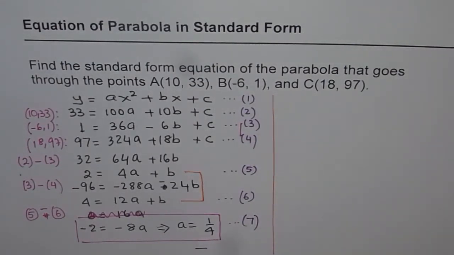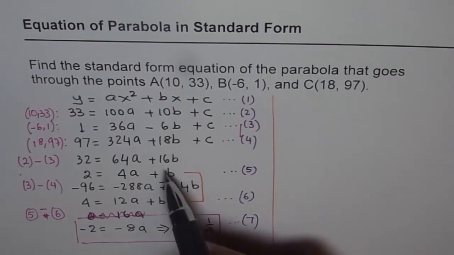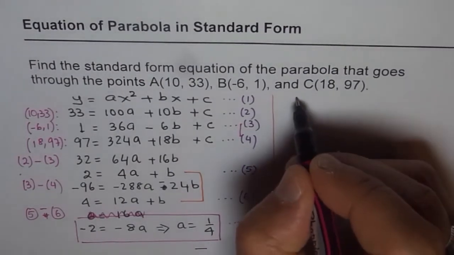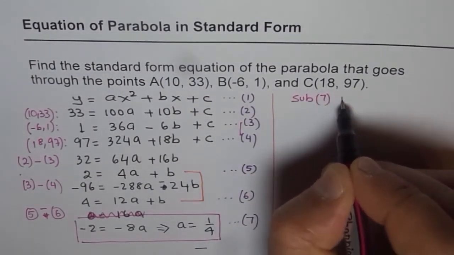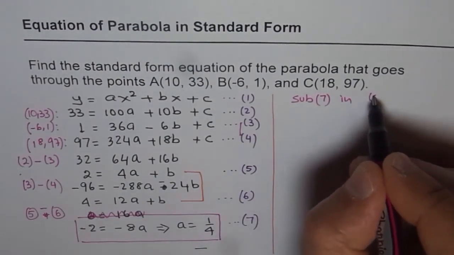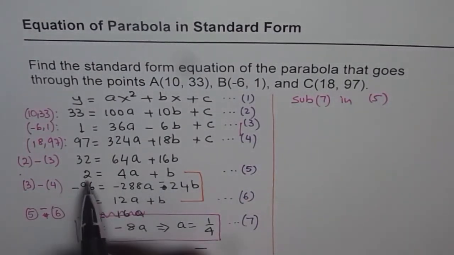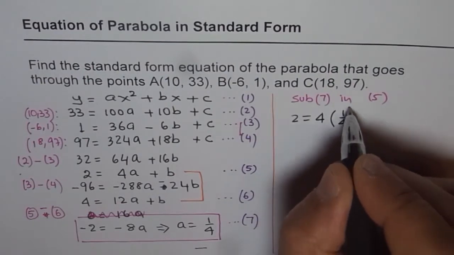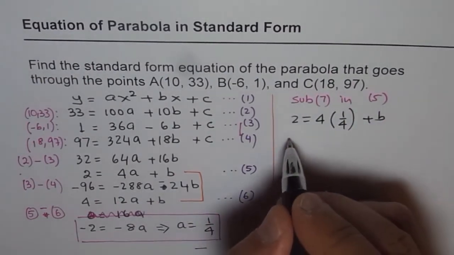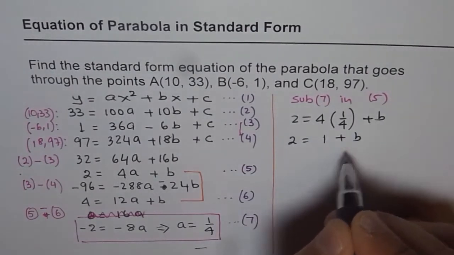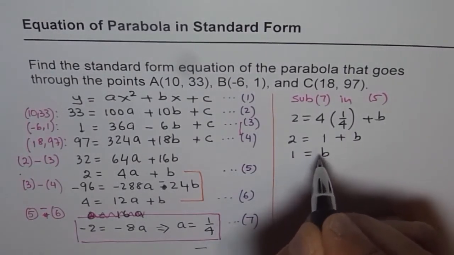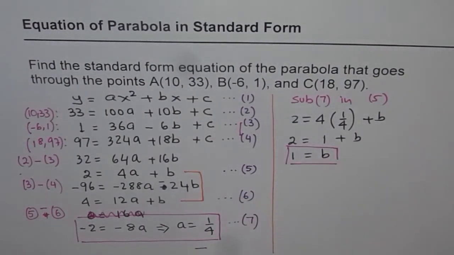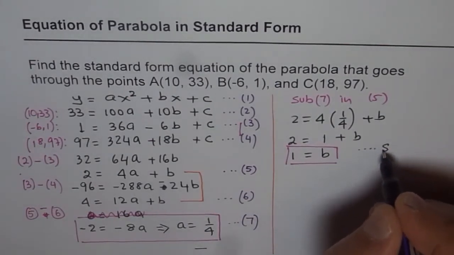Now we know that a is 1/4. We can utilize one of our equations and find the value of b. So let's write down 1/4. So substitute it in one of these equations. We can substitute it in 5 and find the value of b. So the equation is 2 equals to 4 times a, which is 1 over 4, plus b. So from here we have 2 equals 1 plus b, and b is equal to 1, right? So that is the value of b. So we can highlight this, and that is equation number 8 for us.